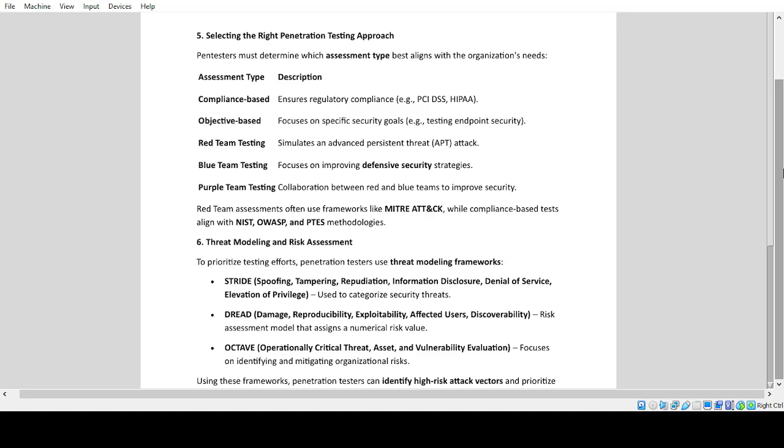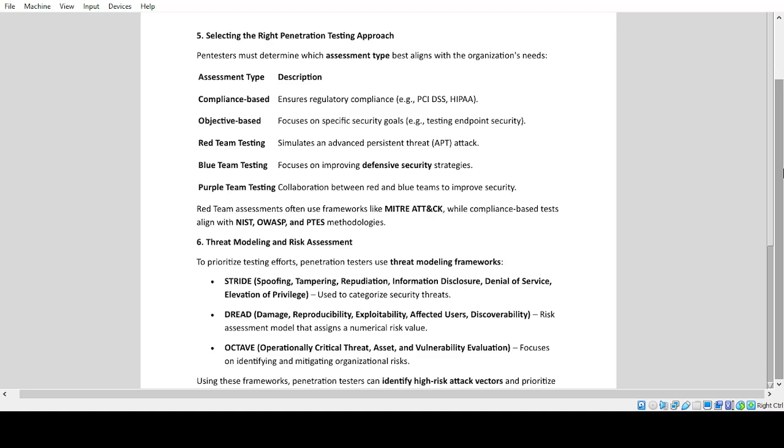5. Selecting the right penetration testing approach. Pentesters must determine which assessment type best aligns with the organization's needs. Compliance-based: ensures regulatory compliance, e.g., PCI DSS, HIPAA. Objective-based: focuses on specific security goals, e.g., testing endpoint security. Red team testing: simulates an advanced persistent threat, APT, attack.